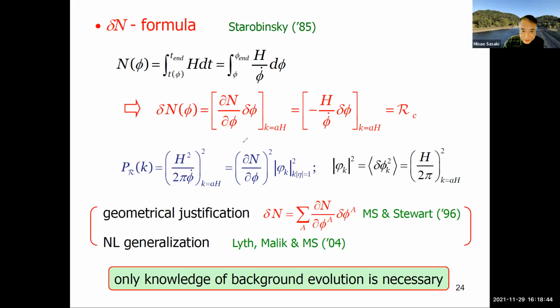multi-scalar field case. Here I assumed a one-to-one correspondence, meaning that there's a single clock; the inflation is dominated by a single clock. But actually, even if you have many scalar fields, you get essentially the same formula. The same formula is known to hold. And furthermore, an interesting thing is that this can be generalized.